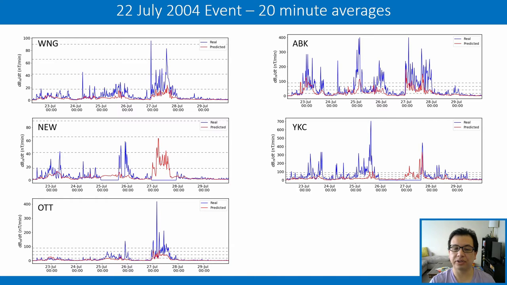After that, a set of thresholds were established at 18, 42, 66, and 90 nanoteslas per minute, and the models were evaluated on whether the real values cross those thresholds or not, and of course, whether the model could predict those crossings. The figure shows exactly the same plots as in the previous slide, but transformed into the 20-minute classification problem. Note that the general fluctuations remain there, and that the transformation allows for a clear comparison.